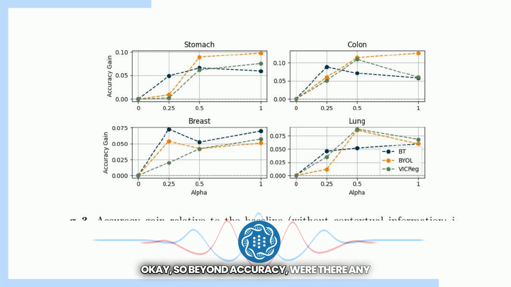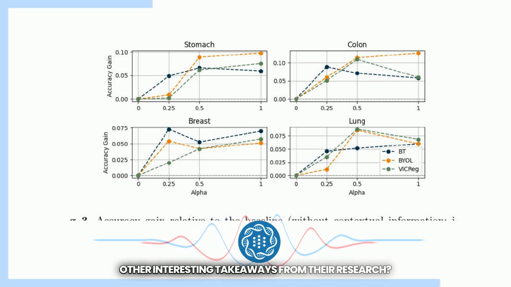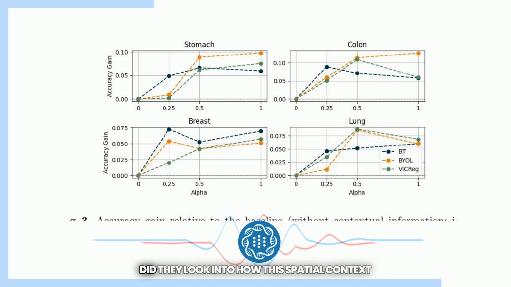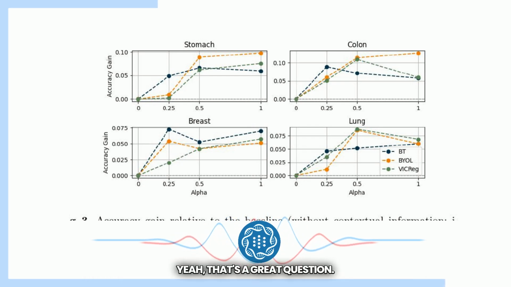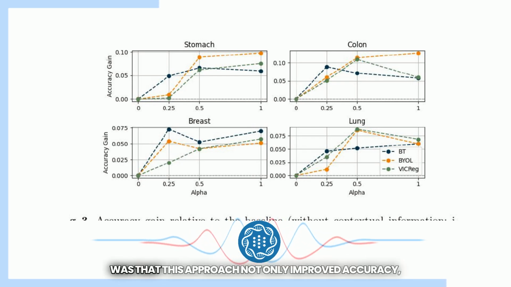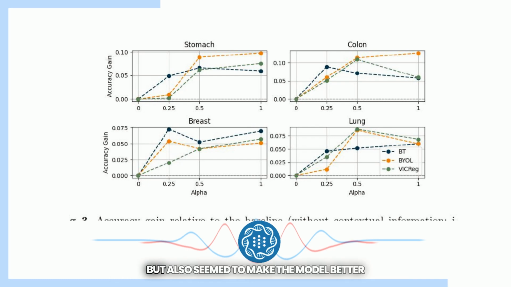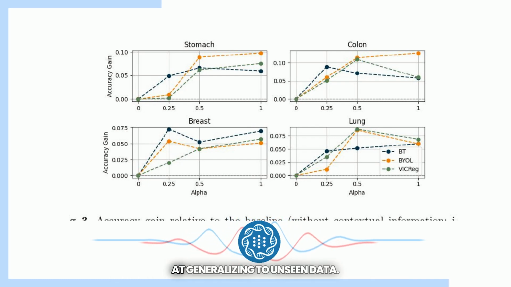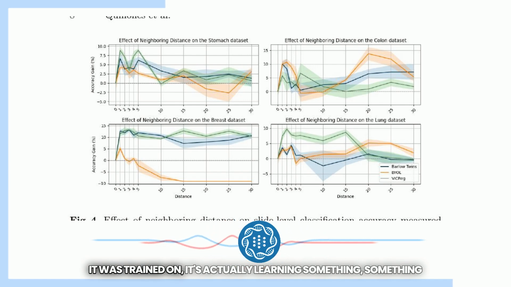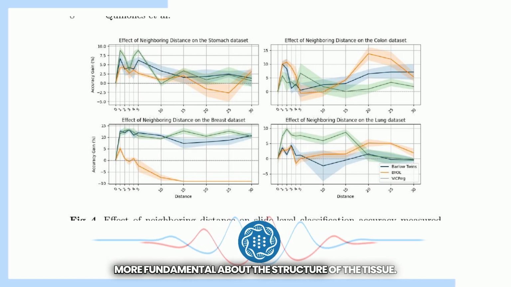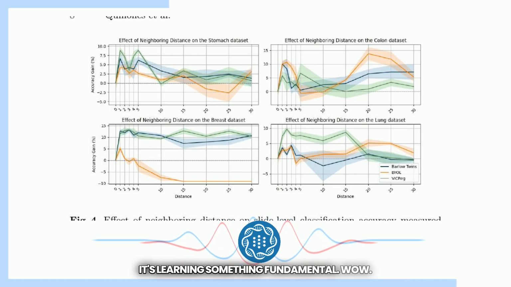Okay, so beyond accuracy, were there any other interesting takeaways from their research? Did they look into how this spatial context approach affects other aspects of the model's performance? Yeah, that's a great question. One of the really interesting things they found was that this approach not only improved accuracy, but also seemed to make the model better at generalizing to unseen data. So it's not just memorizing patterns in the data it was trained on, it's actually learning something more fundamental about the structure of the tissue. Exactly.